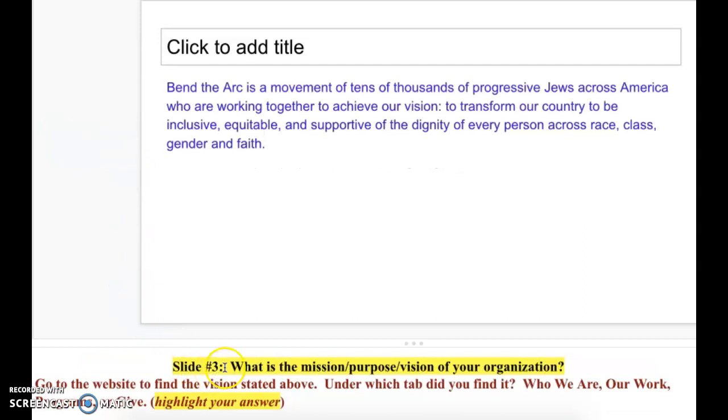And now for slide number 3, the question is, what is the mission, purpose, or vision of your organization? You might see it referred to as any one of these descriptors. So I was able to find it, and it said, Bend the Arc is a movement of tens of thousands of progressive Jews across America who are working together to achieve our vision to transform our country to be inclusive, equitable, and supportive of the dignity of every person across race, class, gender, and faith.